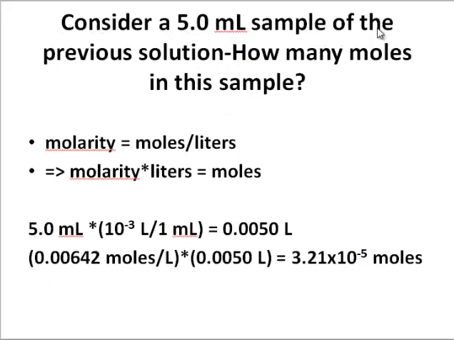Let's consider a 5 milliliter sample of the solution in the previous problem. How many moles are in this sample? Well, this is an algebraic rearrangement. If molarity is moles over liters, take molarity and multiply it by liters to equal moles. There's a 5 milliliter sample, so we can convert that to liters by multiplying by this conversion factor. Cancel milliliters, give us liters. 5 milliliters is 0.0050 liters. And we can take the molarity, 0.00642 moles per liter, and multiply by the volume in liters. Liters cancel and give us the solution in moles, which is what we want to know: how many moles of solute, potassium permanganate, remember, are in the sample.